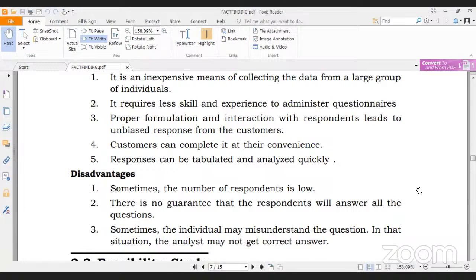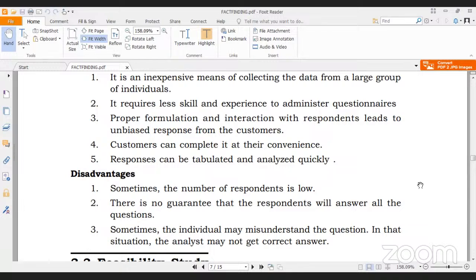Okay, so there is no guarantee that the respondent will answer all the questions, because you can't make them mandatory. You can make them mandatory like in the Google Form we are doing, but sometimes the question will be skipped by the individuals. Sometimes the individual may misunderstand the question.